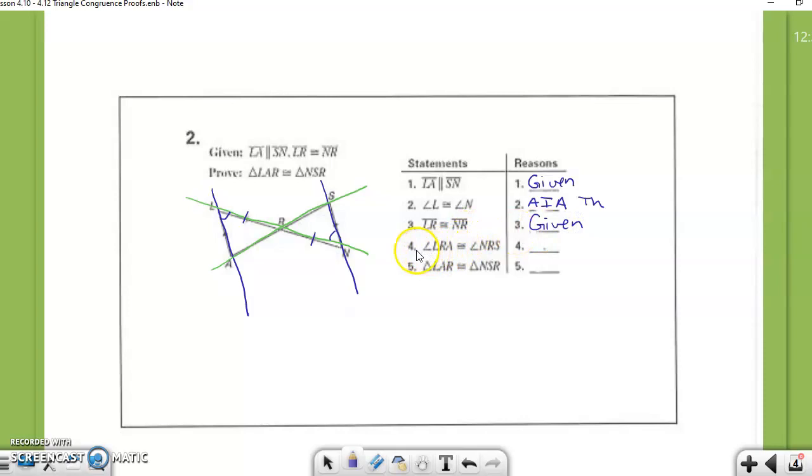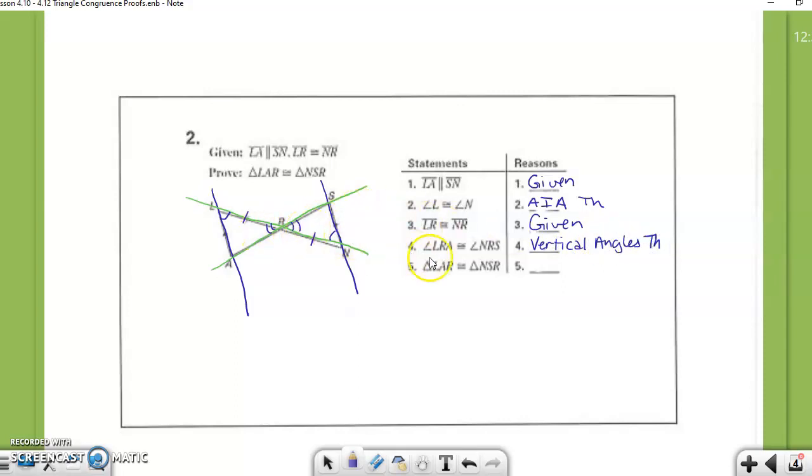Now they're telling me the angle LRA, that's this angle here, I'm going to give it 2 because it doesn't match that one, is congruent to NRS. NRS, that's this one. Okay, why are they allowed to make that statement? Well, that's the vertical angles theorem.